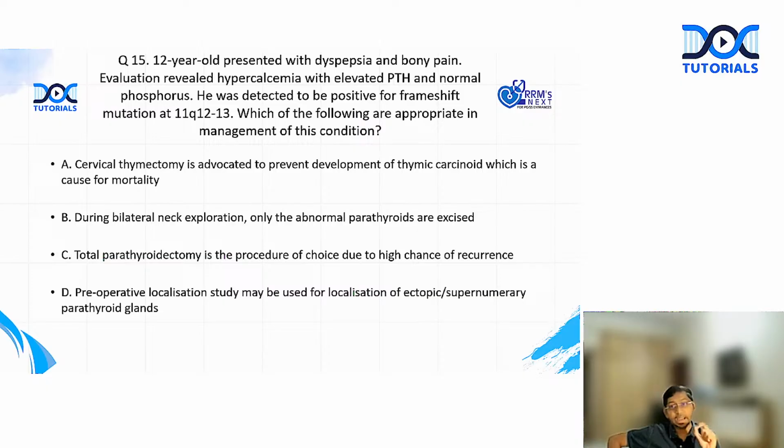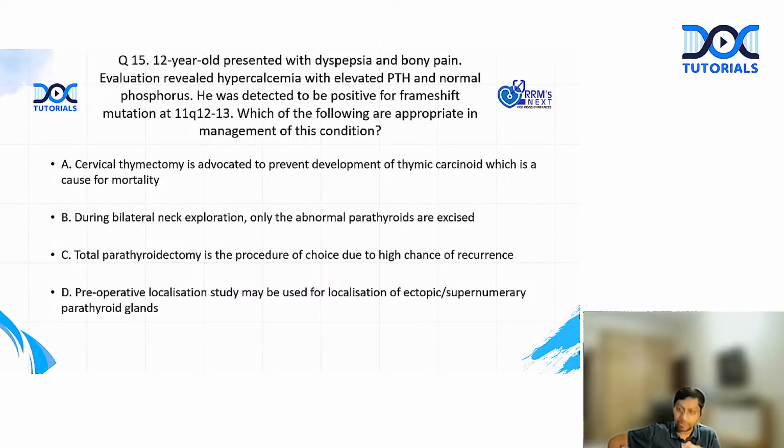Very important, the patient has been diagnosed to have a frame shift mutation at 11q12-13. This is the genetic locus associated with MEN1 syndrome. Frame shift mutations are the most common, almost 45%. So let's look at the options here. Cervical thymectomy is advocated to prevent the development of thymic carcinoid. That is not correct. During bilateral neck exploration, only the abnormal parathyroid is excised. Again, this is also not a correct answer. Total parathyroidectomy is a procedure of choice due to high chance of recurrence. Again, this is also not a correct answer. In MEN1 syndrome, it is not like total parathyroidectomy is one of the options. So we can either do a subtotal parathyroidectomy or we can do a total parathyroidectomy with autotransplantation.